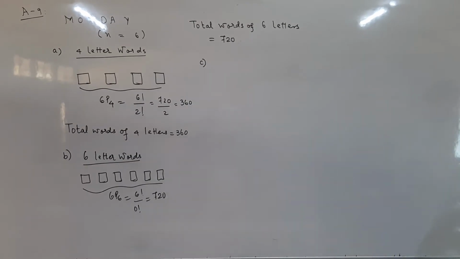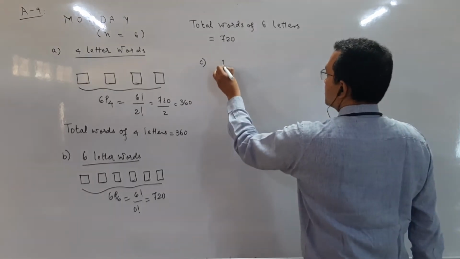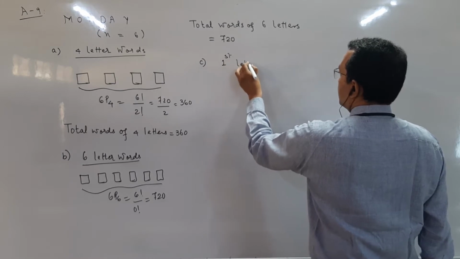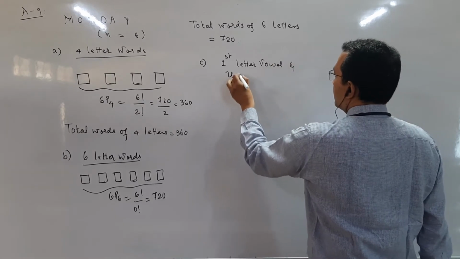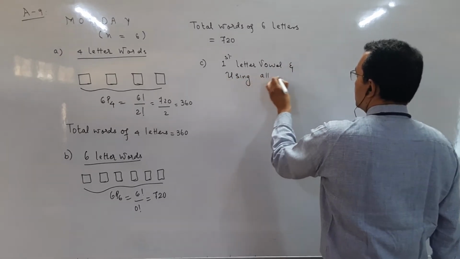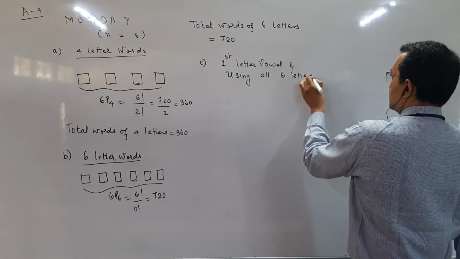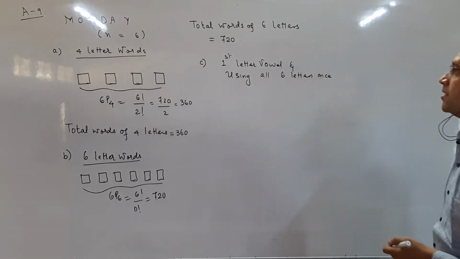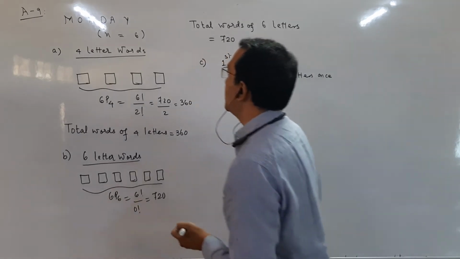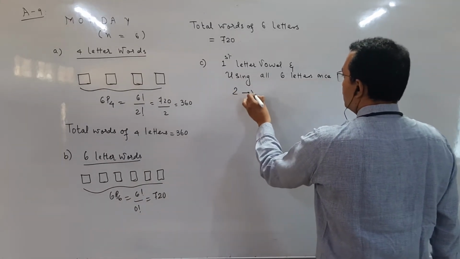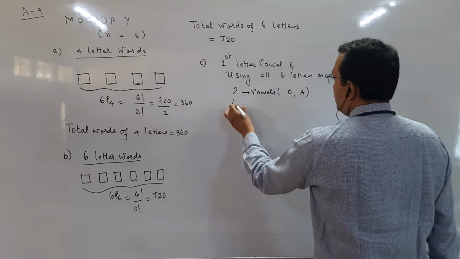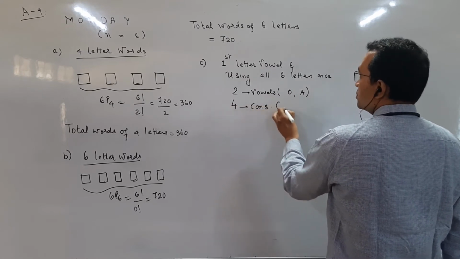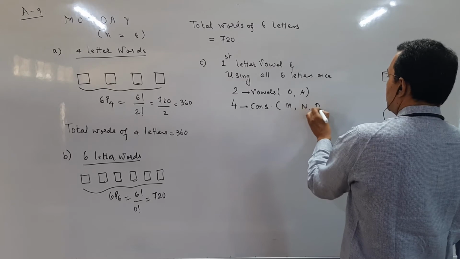The third part of the sum. The first letter is a vowel, and using all 6 letters once. Now, in the word Monday, we have 2 vowels which are O and A, and we have 4 consonants which are M, N, D, Y.